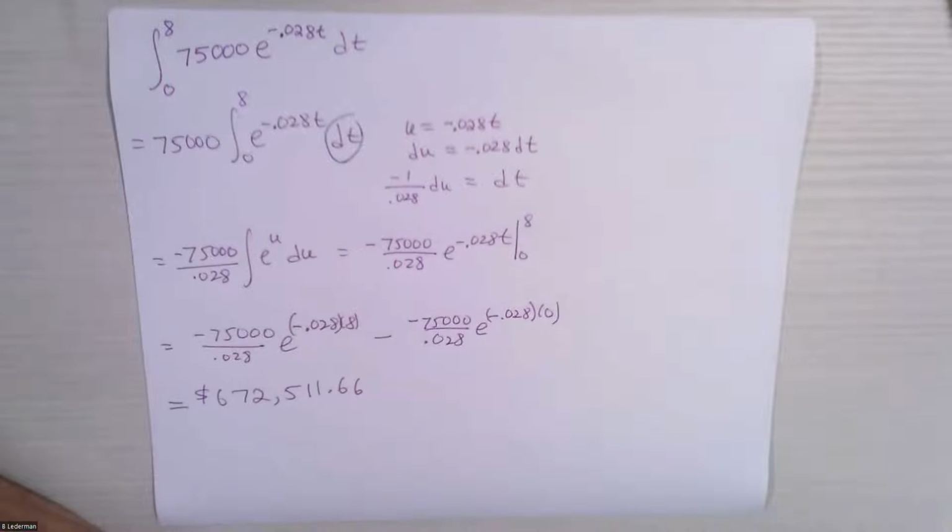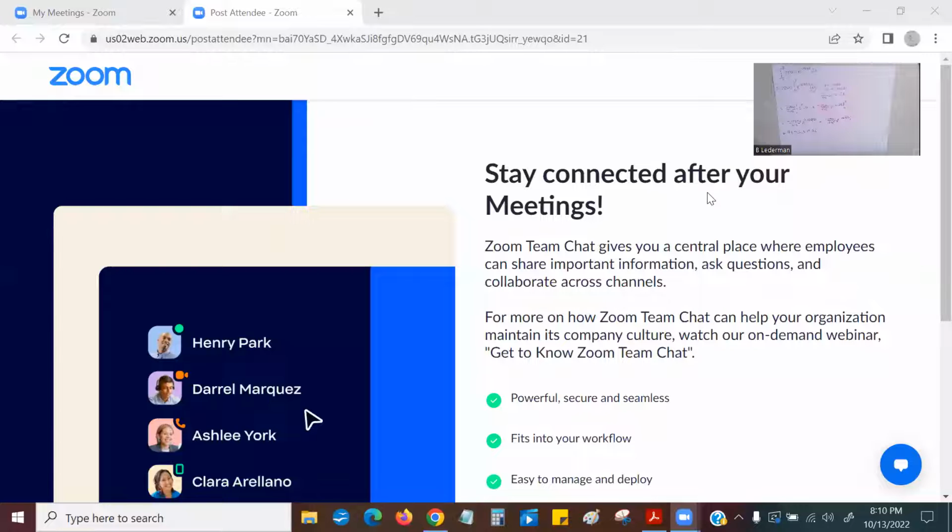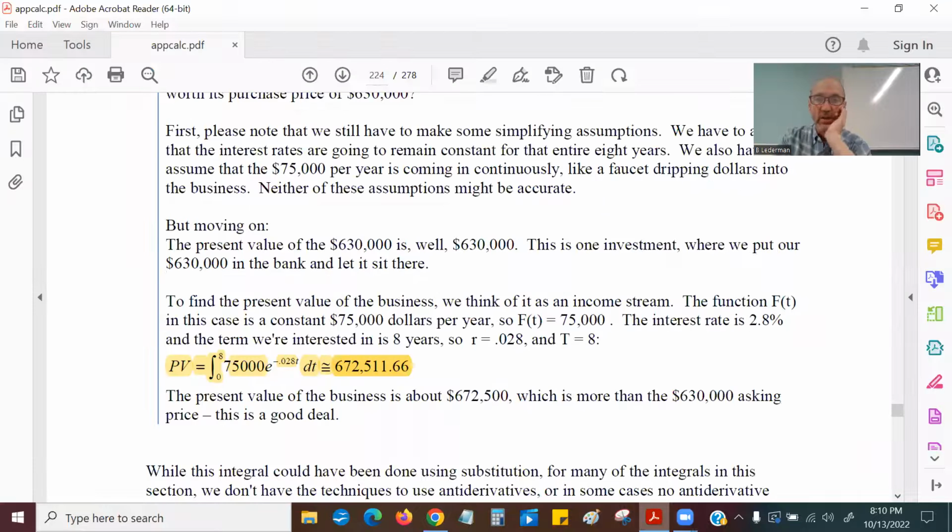So let's go back. I'm going to stop. I'm going to share the screen again, and I'm going to put my camera back on me. Okay, here we go.